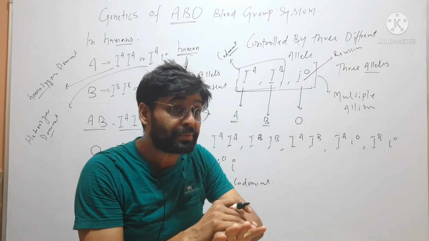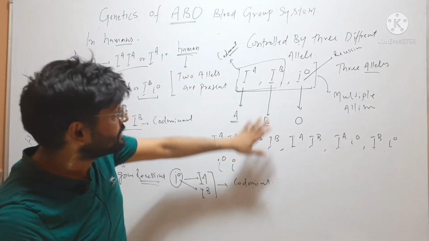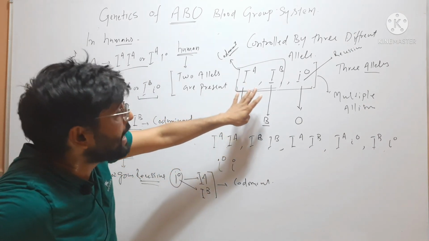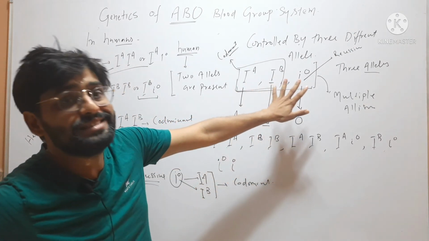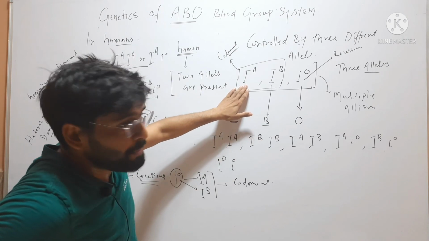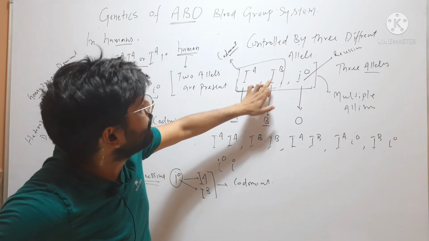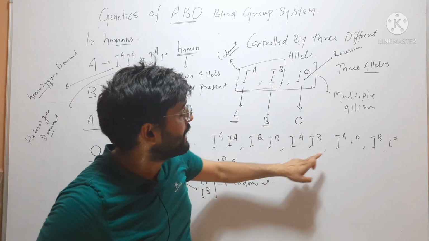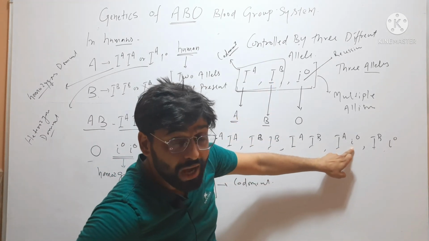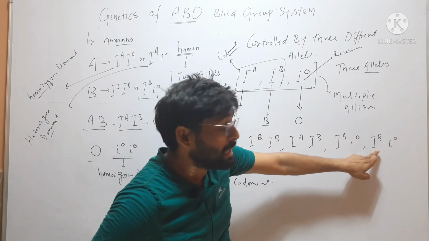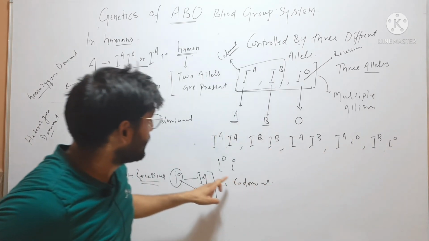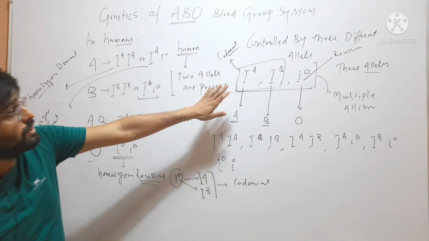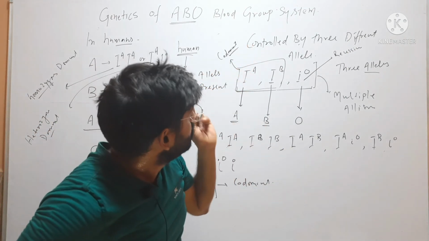So there are three alleles in a population. These three alleles are not present in a single individual human being. These alleles are found in a population. A single individual can have two alleles out of these three alleles. It may have a copy of IA, it may have IB, it may have IA and IB, it may have IA and small i naught, or it may have IB and small i naught, or it may have both small i naught.